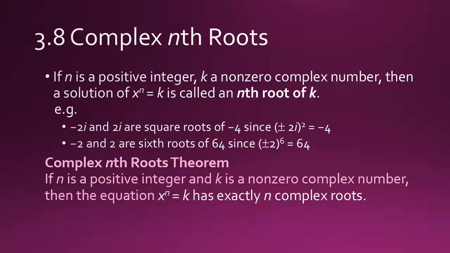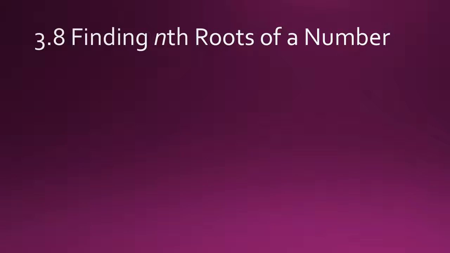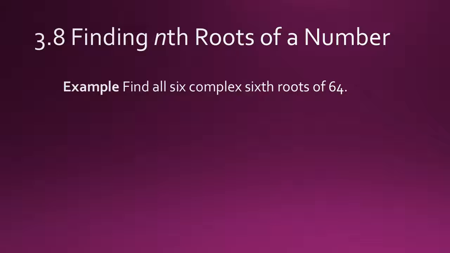So we have a theorem now. It says that if n is a positive integer and k is a non-zero complex number, then the equation x to the n equals k has exactly n complex roots. We're going to find all 6 complex sixth roots of 64. These will be both real and imaginary.